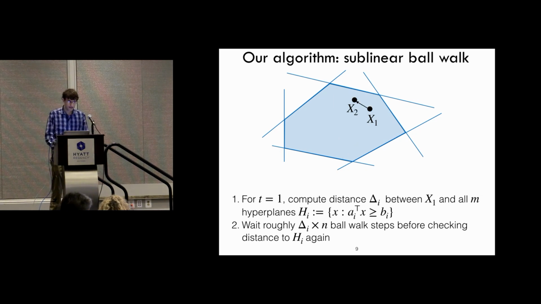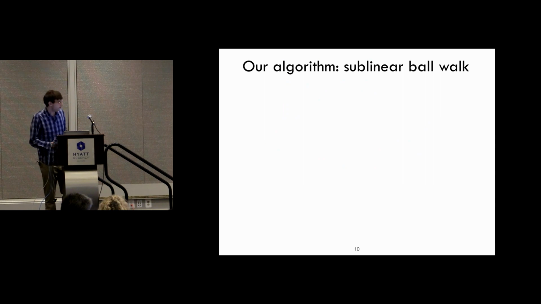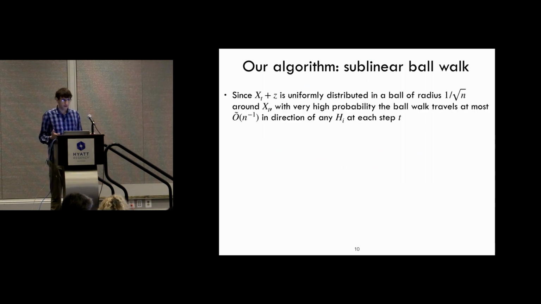So the idea is that at each step of the ball walk Markov chain, we only compute a very small subset of the distances to each of the hyperplanes. So this allows us to implement each step of the ball walk in a much smaller number of arithmetic operations. Okay, so the first question is, why does this implementation of the ball walk actually work? So why does the ball walk not leave the polytope, since we're only checking a small subset of the inequalities?